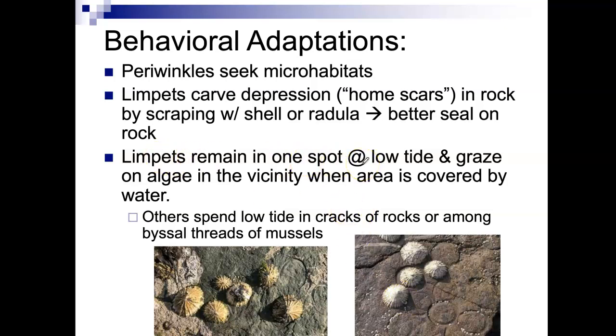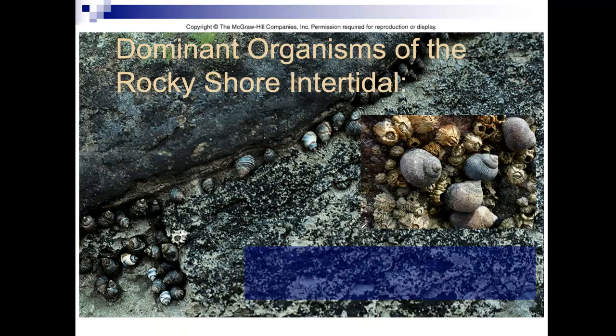And limpets typically will remain in one spot at low tide. And then when the tide comes back in, they'll graze on algae. They're a grazer. So again, you can see some of them will also migrate just like the periwinkles to seek microhabitats, amongst the byssal threads of mussels and things like that. But if they can't, then they'll go ahead and use this behavior of making their own home scars and suctioning themselves down.